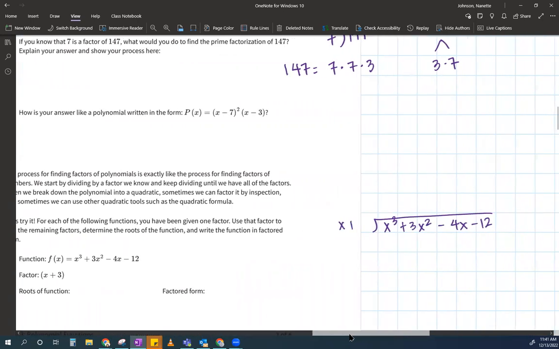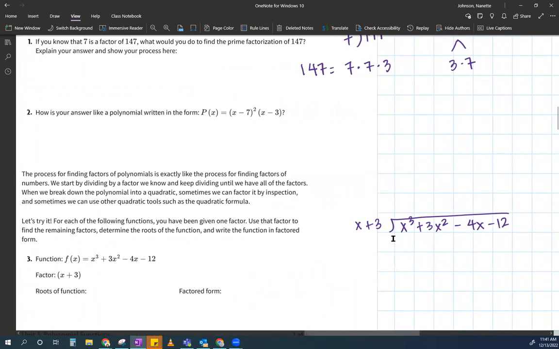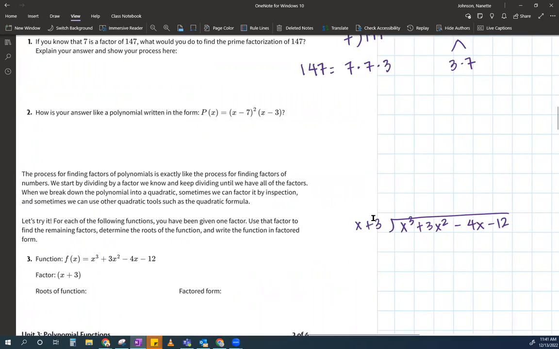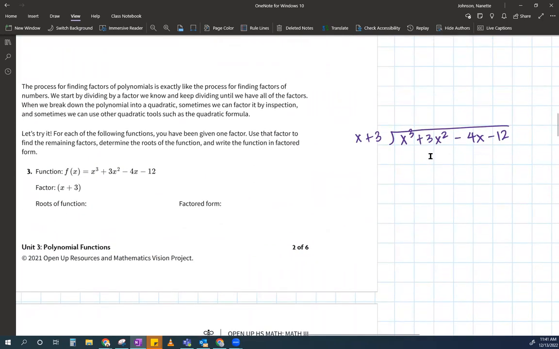Sorry, I was thinking of another way that we could do it, but I'm not going to show you. I'm going to go through this division relatively quickly, because you all know how to do this. So I say, how many x's go into x cubed? And you all say, oh, it's x squared, Ms. Johnson. Then I'm going to multiply, and I get x cubed and 3x squared.